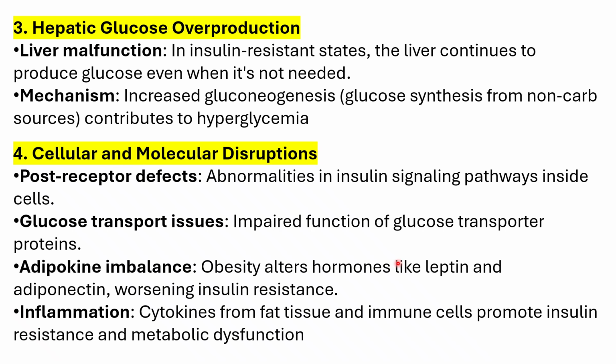Adipokine imbalance: obesity alters hormones like leptin. Leptin and adiponectin are stored in adipose tissues, right? Worsening insulin resistance, right?